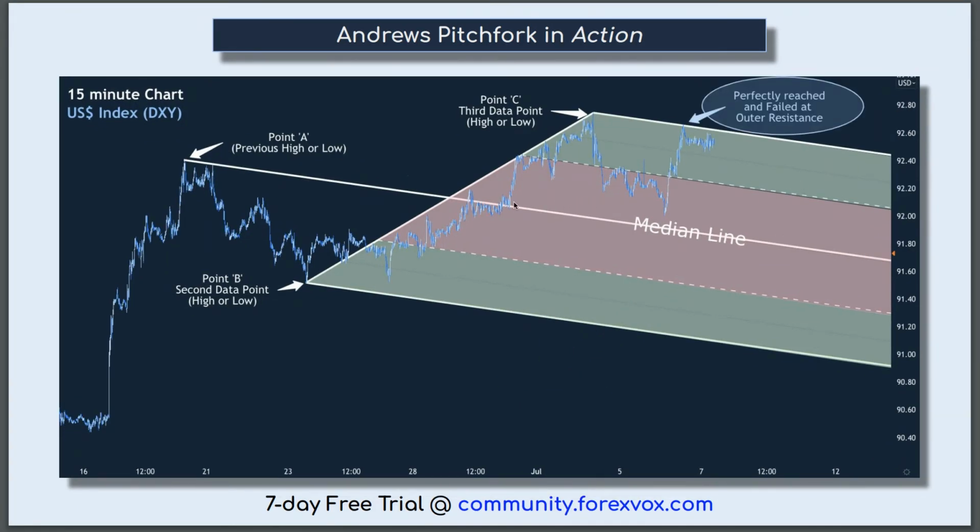Finally, the idea here is that with this identification of this top, this downward sloping channel will be one that should offer good resistance and support going forward. If they're broken, then one would look to go with it. So as we see here in this case, I've circled where price perfectly reached and failed at the outer resistance.